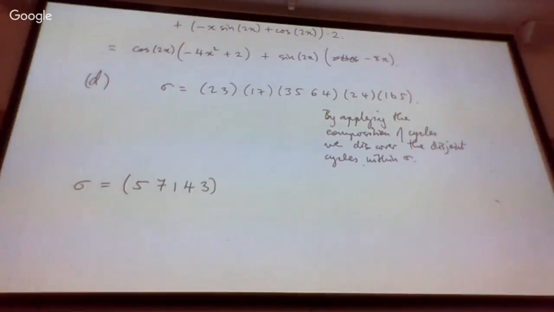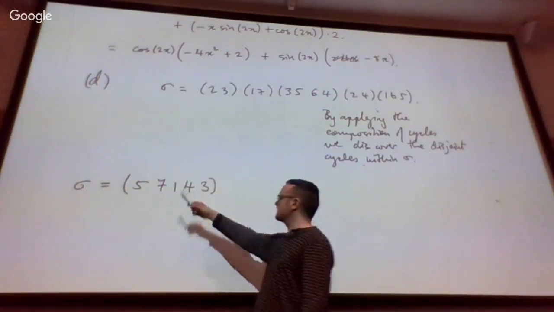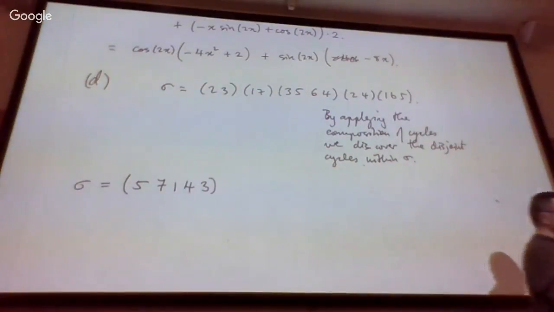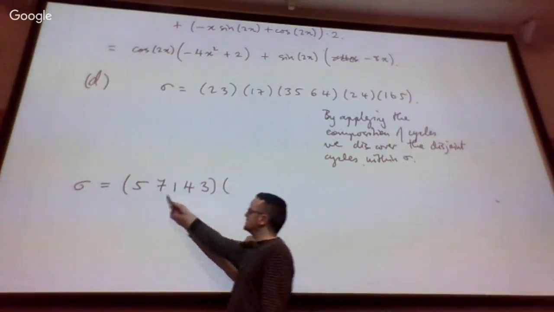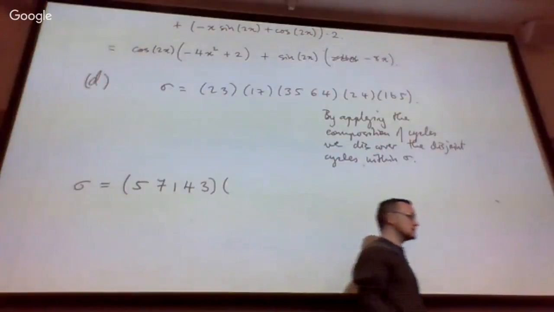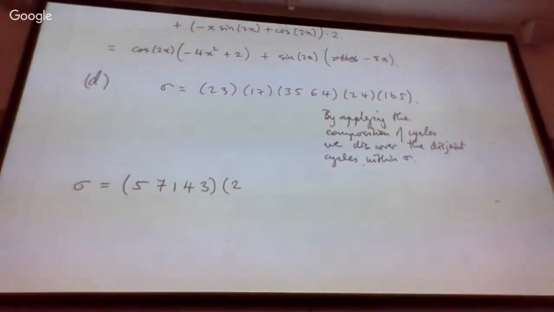Within sigma, it has the structure that sigma cyclically permutes these 5 elements around each other. So it's 5 to 7, 7 to 1, 1 to 4, 4 to 3, and 3 to 5. So there will be a cycle then, so you just have to look at the ones that have been listed here. So 2 hasn't been listed. So there's going to be another disjoint cycle featuring 2.